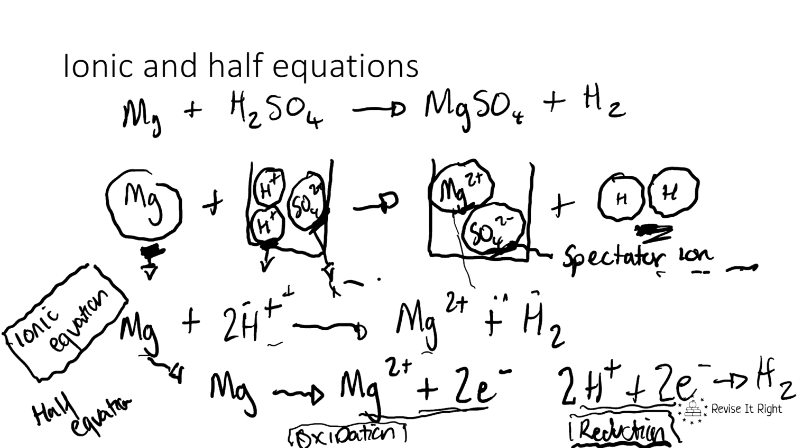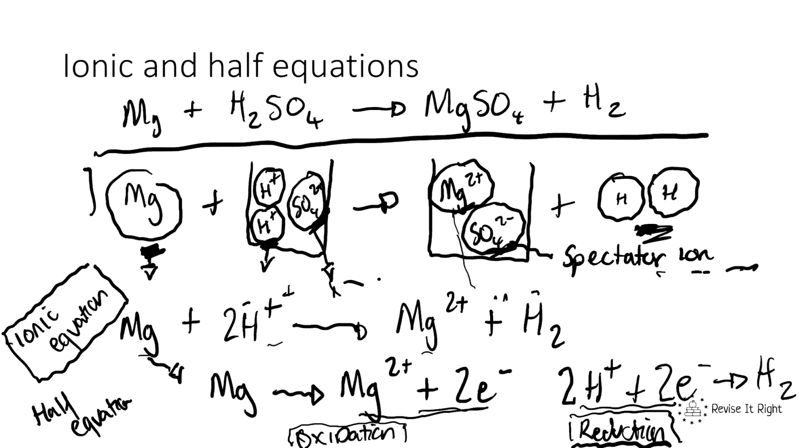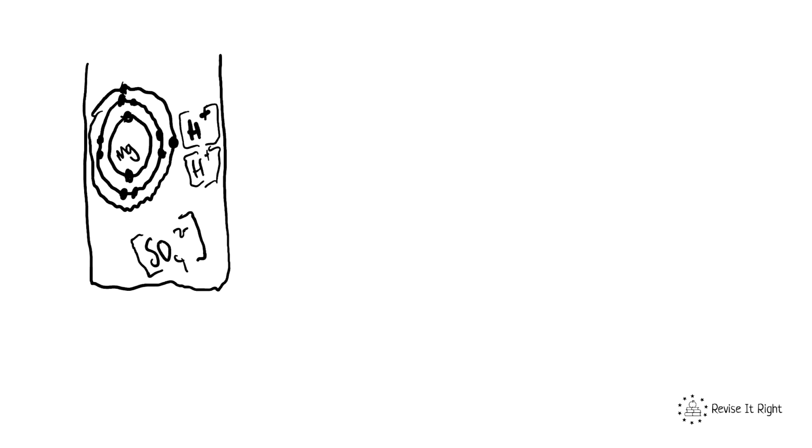Okay, so what we've written here is I've shown you what's happened in terms of the ions. Then I've written the ionic equation, which, remember, only shows the ions involved. It does not account for the spectator ions. And then I've broken that down further into the 2 half equations for this reaction. So here I'm going to try and actually show you what's happening in this reaction.